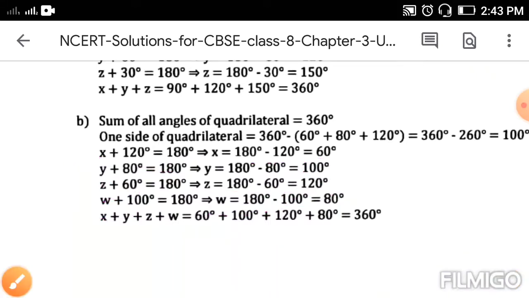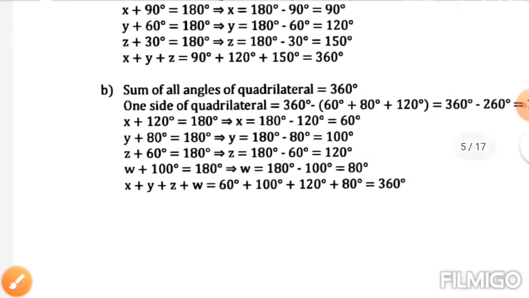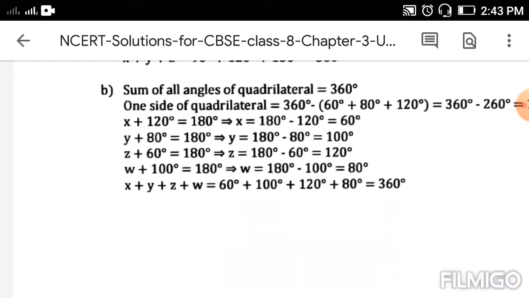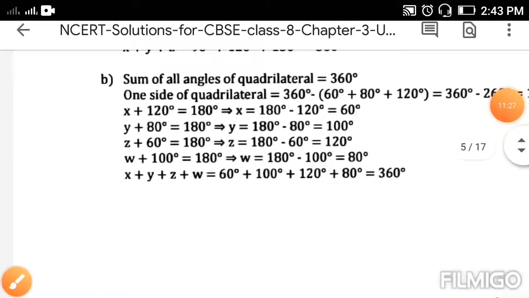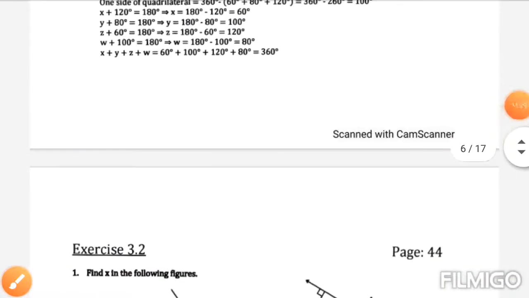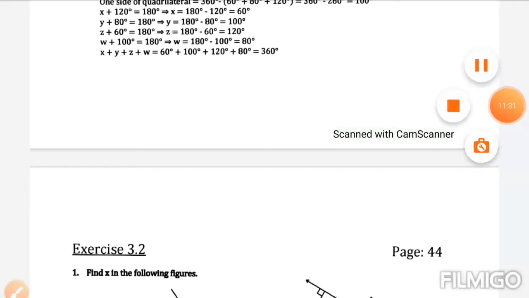And at last, add all the angles. So the answer is 360 degree. Exercise 3.2 we will start in the next video.